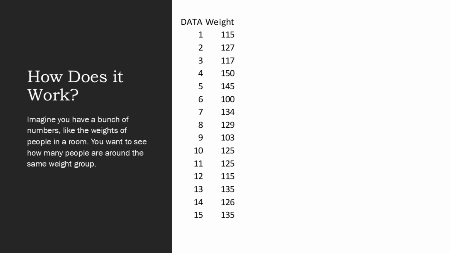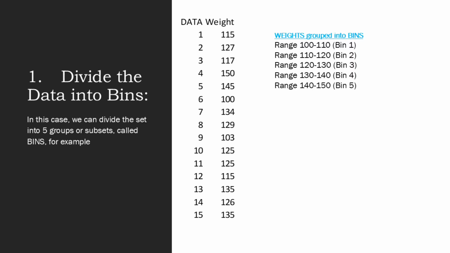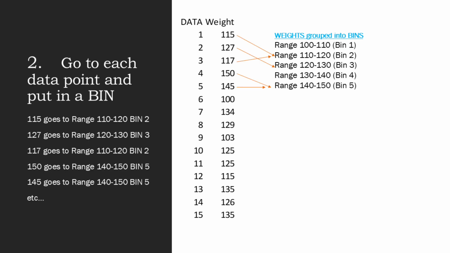So step one, divide the data into bins. So imagine you have a data set of people's weights and we group them into bins, say from 100 to 110 pounds. Next bin is 110 to 120 pounds. Next is 120 to 130 pounds, etc. Step two, we assign the data to each of the bins. For example, if someone weighs 115 pounds, they go into the 110 to 120 bin.